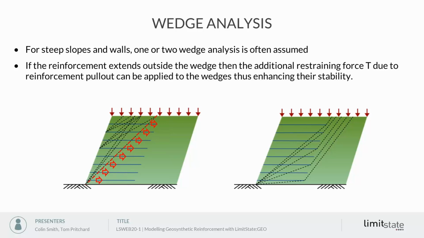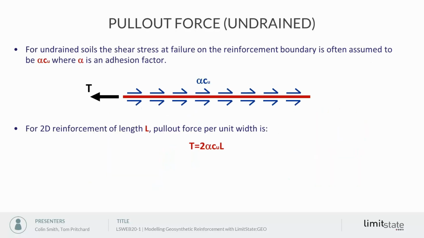So determining these pull-out forces is one key element in the analysis, and the normal approach that is taken is that for an undrained soil, it's assumed that the shear stress at failure on the reinforcement boundary is equal to some factor alpha multiplied by the undrained shear strength. And alpha is an adhesion factor, and if we're working with two-dimensional reinforcement of length L, then the pull-out force per unit width into the diagram is 2 alpha CU L, the two bringing in the shear on the top and the bottom of the reinforcement.